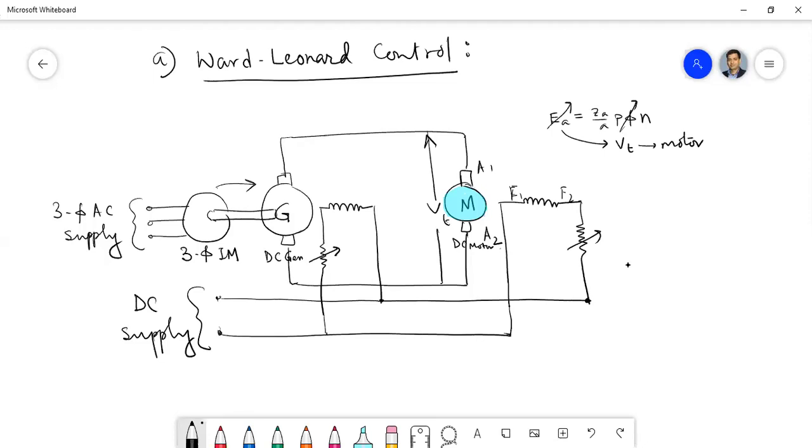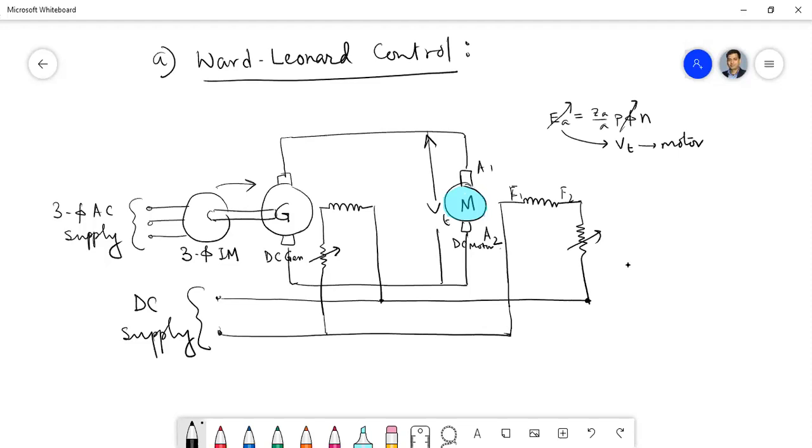Another advantage is there in this scheme. Here you can use two methods of speed control: one is terminal voltage control, another is field flux control. So both the methods you can employ here for speed control. Is this clear? Yes, sir.